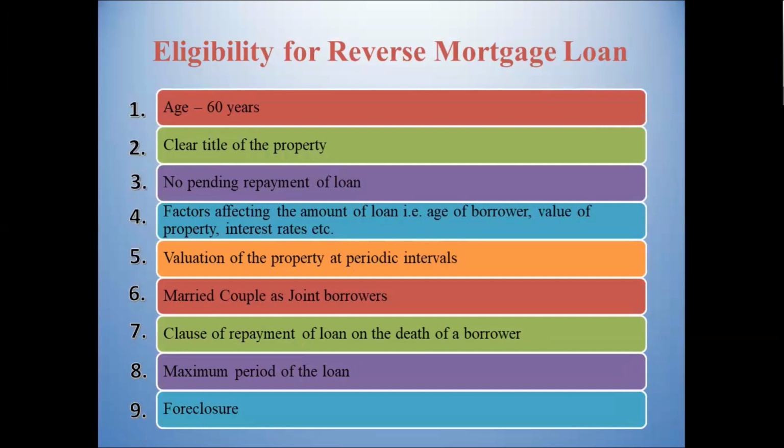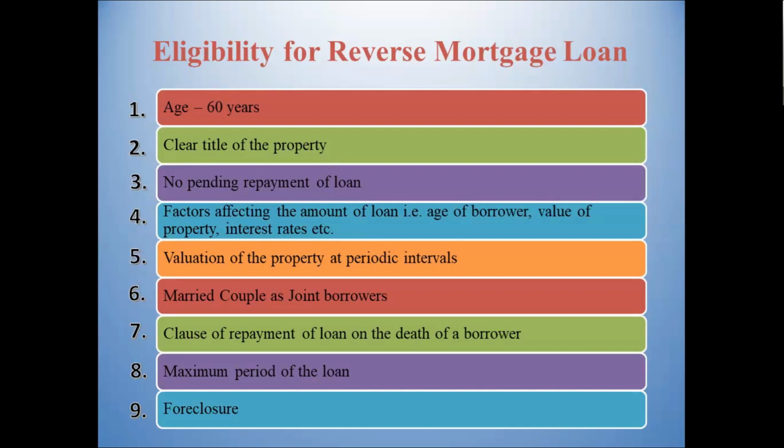So when the borrower is in the higher age bracket, the amount of loan will be higher. But as far as India is concerned, most of the banks have capped the amount of monthly payment to 50,000 rupees. Accordingly, the amount of loan shall be decided. And valuation of the property is done by registered valuers as per the norms of the bank.